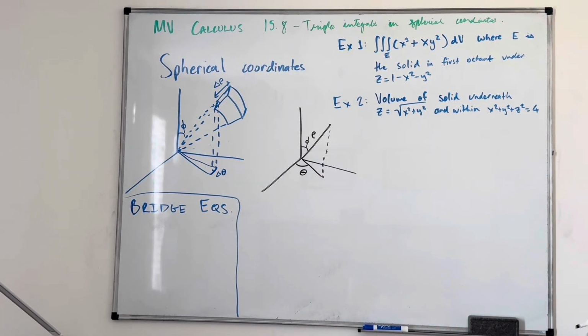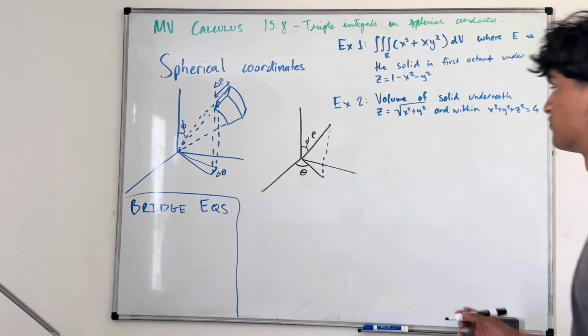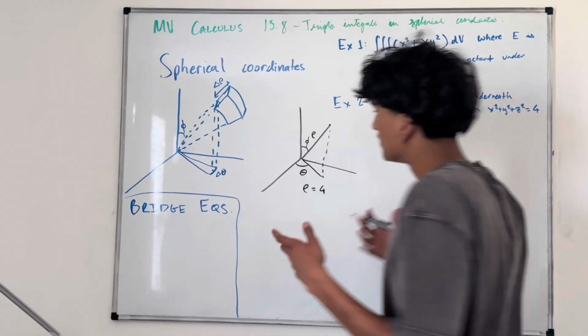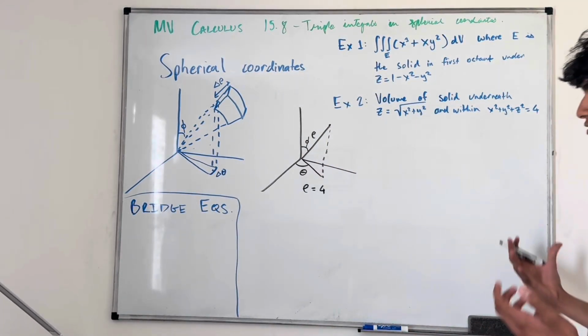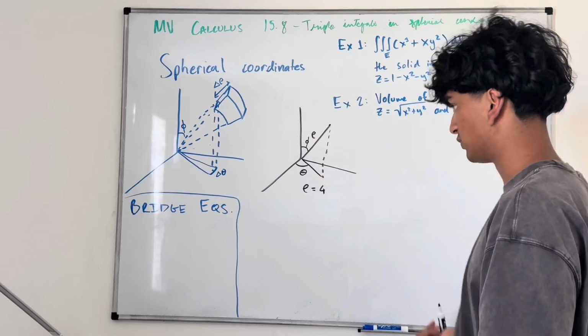If you can imagine, it kind of reminds you of a sphere, right? If you set rho to be constant, so for the equation rho equals 4, that would be a sphere with a radius of 4, because this represents all points where the distance from the origin is equal to 4.